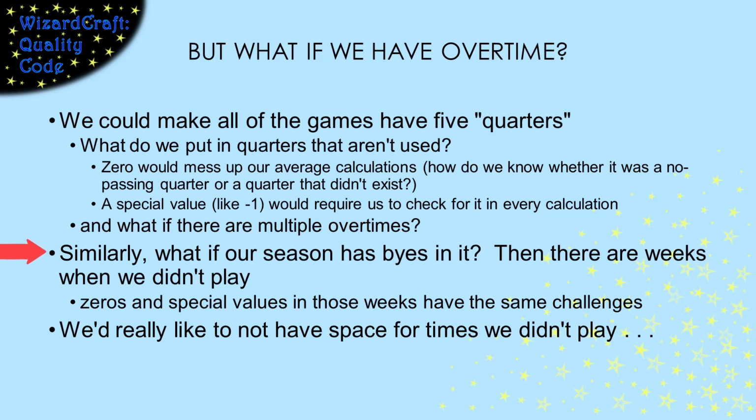We have a similar problem if the schedule has byes in it, so that there are weeks when teams don't play. The bottom line is, there are times when we want multidimensional arrays, but we don't want them to be rectangular. We'd like each row to be able to have its own length. We call these jagged arrays, and we'll talk about that in the next video.